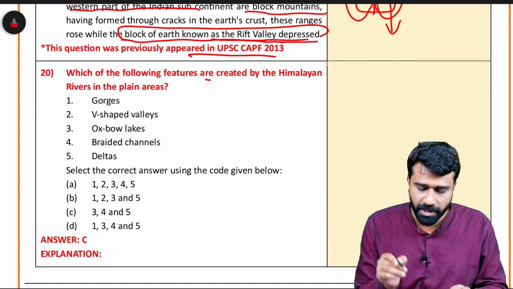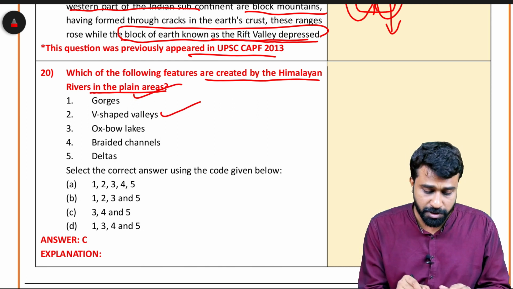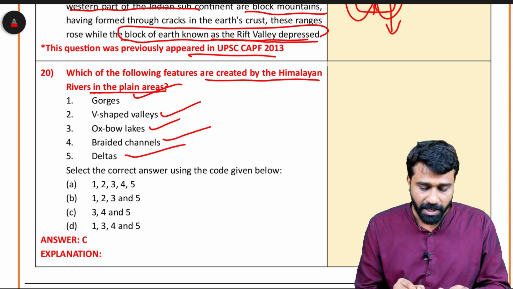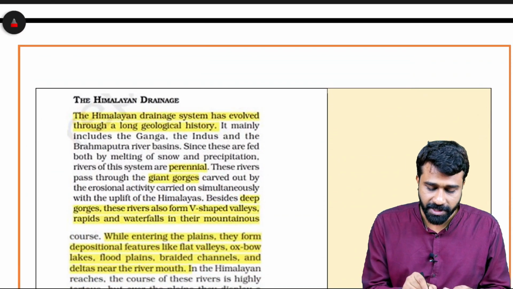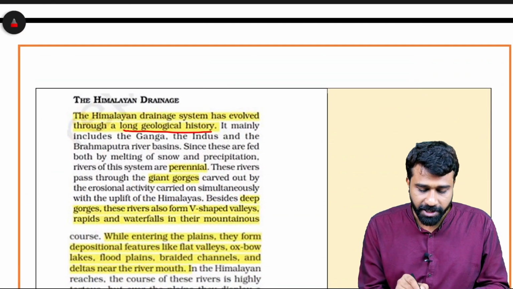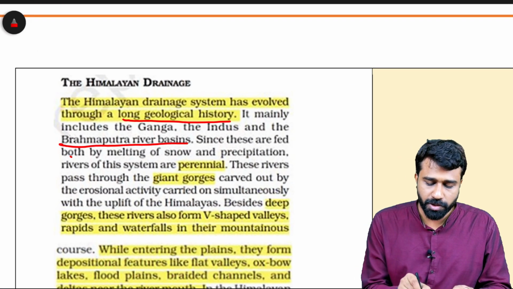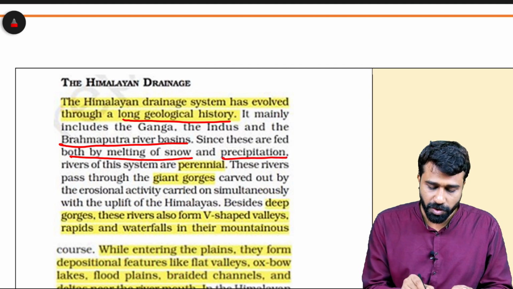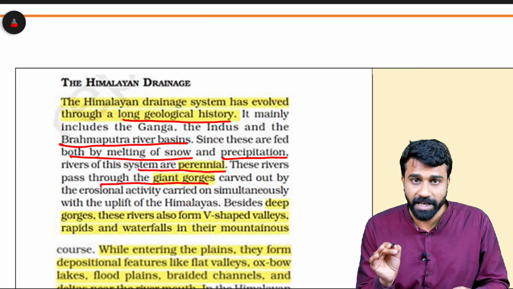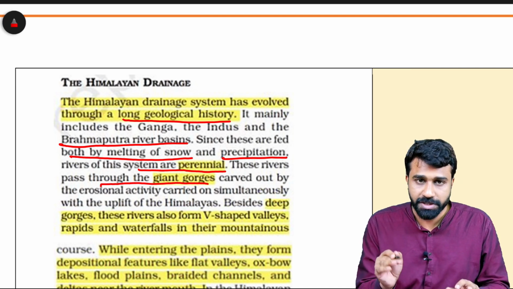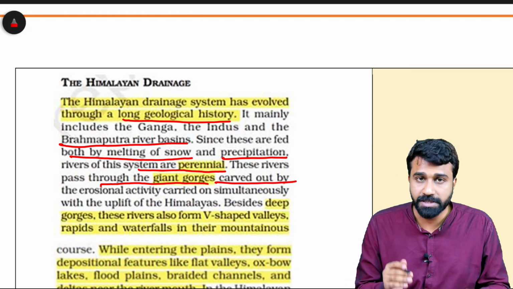And which of the following are created by Himalayan rivers in the plain areas? Gorges, V-shaped valleys, oxbow lakes, braided channels, deltas. Actually, one thing important: when the Himalayan drainage system was evolving in geological history, it includes Ganga, Indus and Brahmaputra river basins. They are fed by both melting of snow and precipitation. So, rivers of this system are usually perennial in nature, and they pass through gorges, a valley type of shape. Through this the river passes.